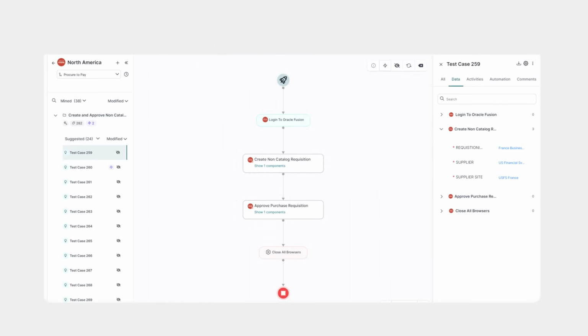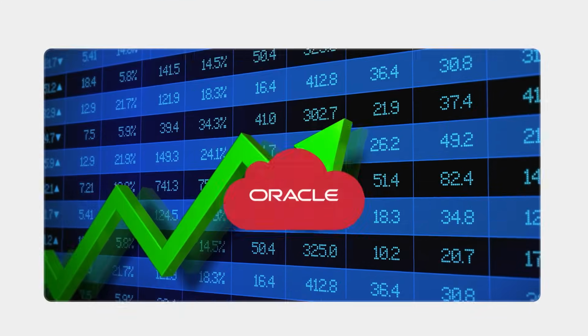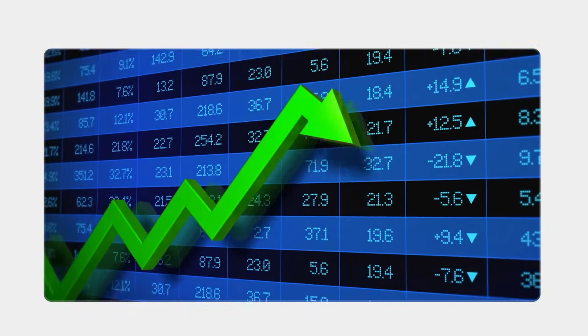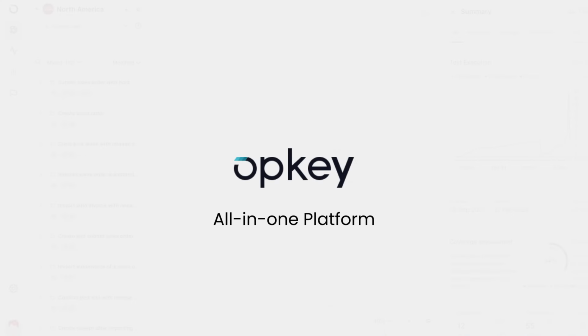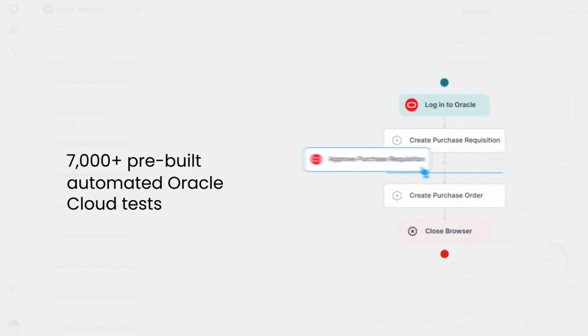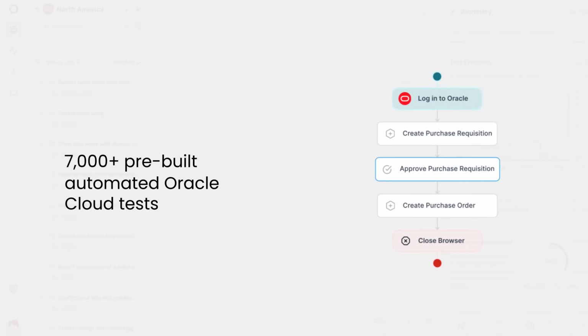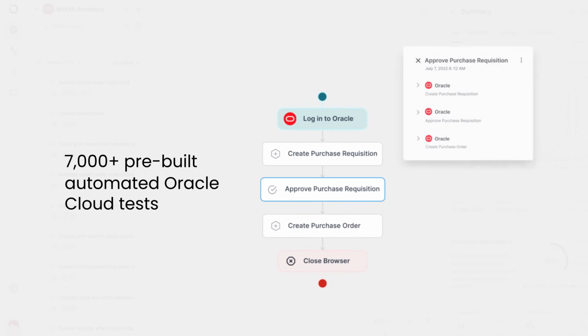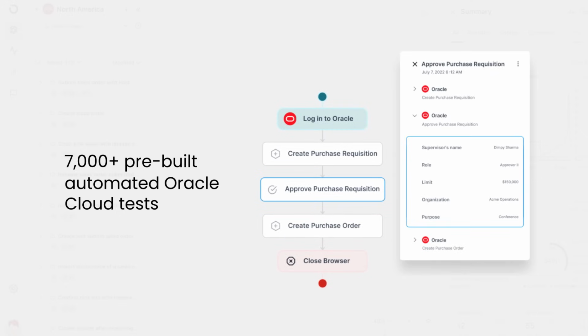Opkey's no-code test automation platform will maximize your Oracle Cloud investment by removing the bottleneck created by cumbersome software testing. Our all-in-one platform will provide over 7,000 pre-built automated Oracle Cloud tests, allowing you to instantly test more processes and avoid significant delays in software delivery and costly bug fixes.